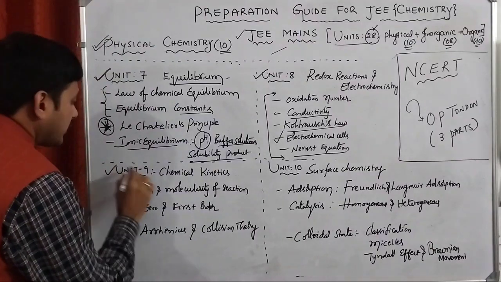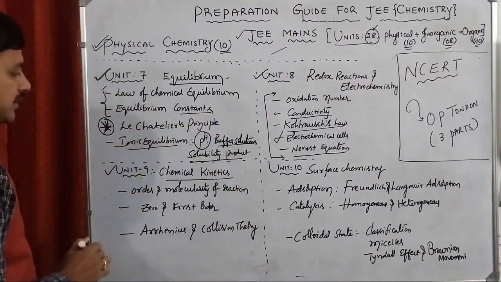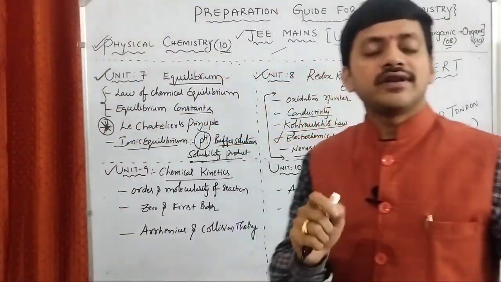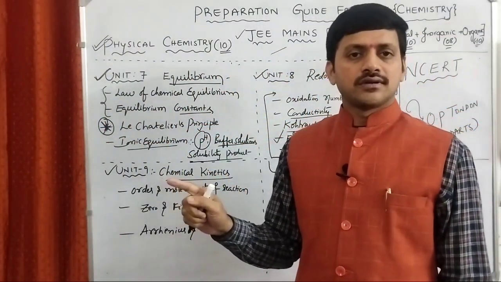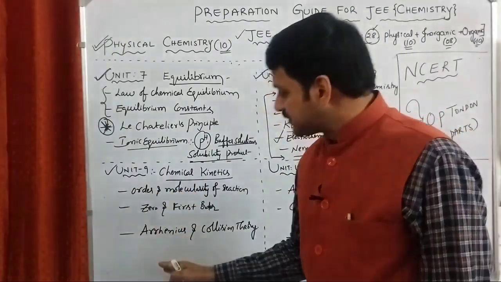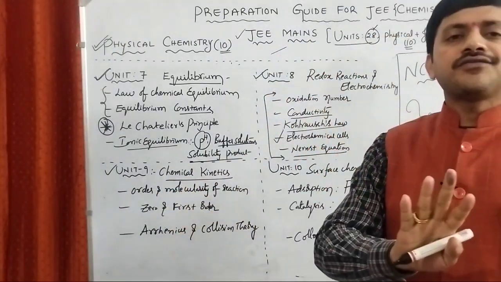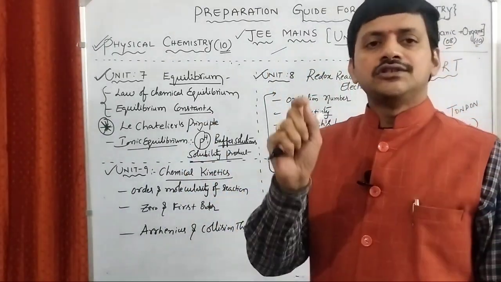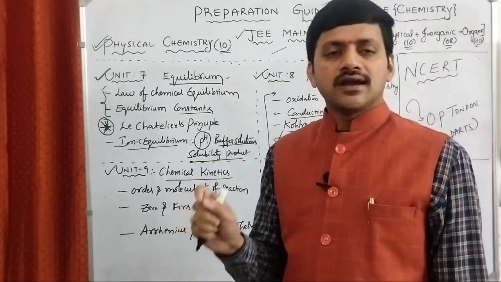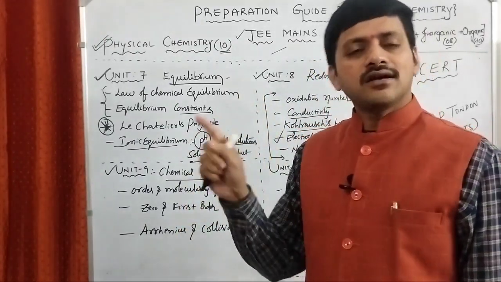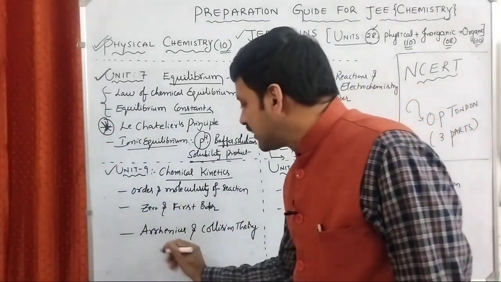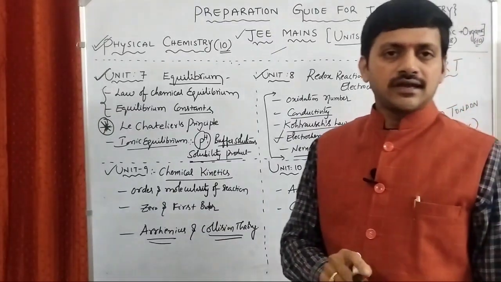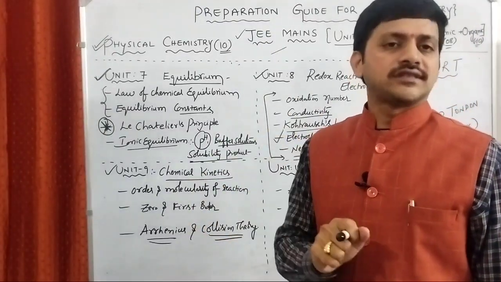The 9th unit is Chemical kinetics. It is also a very simple and interesting unit, but the students are very scared about this unit also. Here are the few points. Simply identify the order and molecularity of a particular reaction, zero order and first order reactions, and their related constants and half-life periods, followed by two main theories, Arrhenius theory and collision theory. Just the intro part of Arrhenius and collision theory.